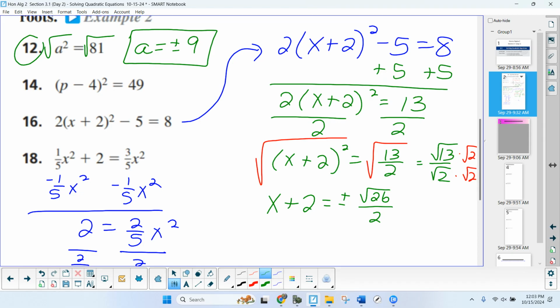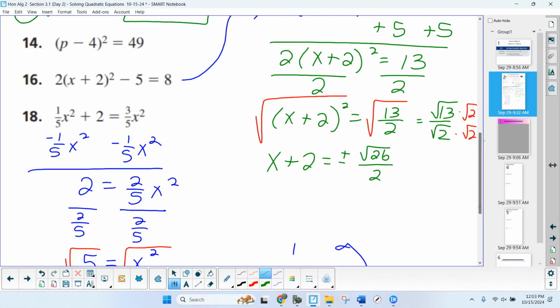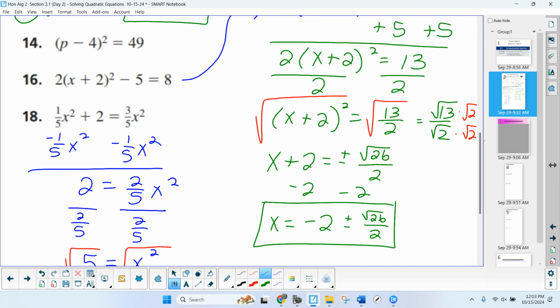Okay, now how do I get x by itself? Subtract 2. And when you subtract 2, how do I want you to write this answer? Negative 2 plus or minus square root of 26 over 2. Questions? Okay. We're going to add to this today. Questions so far?